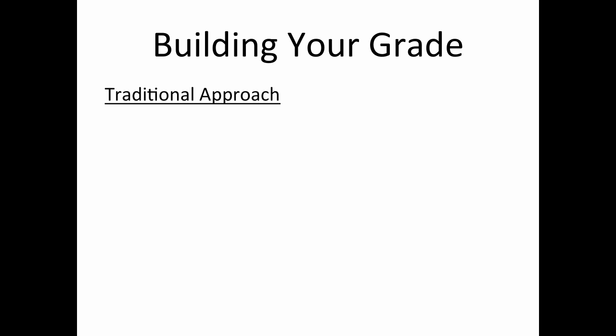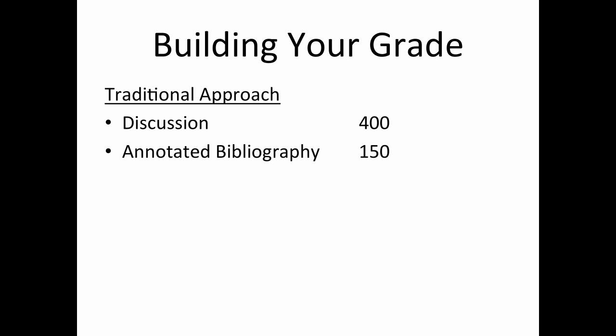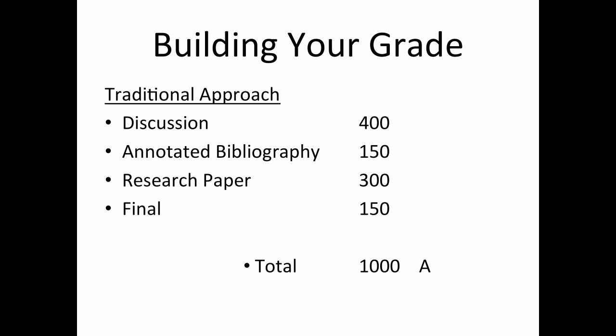One way to go might be a traditional approach, which is a great way to go. Let's say you plan on doing 400 points in discussion. You can do more than that. You have to have at least 300, but let's just call it 400. You do an annotated bibliography for 150, a research paper for 300, and you take the final for 150 points, totaling to 1,000 points, which would give you the A.